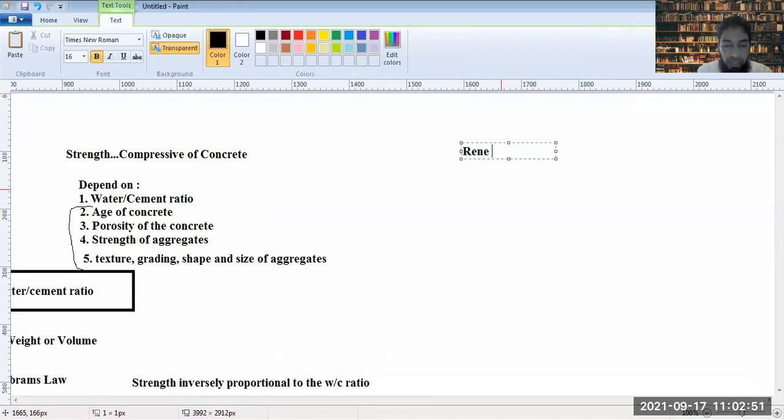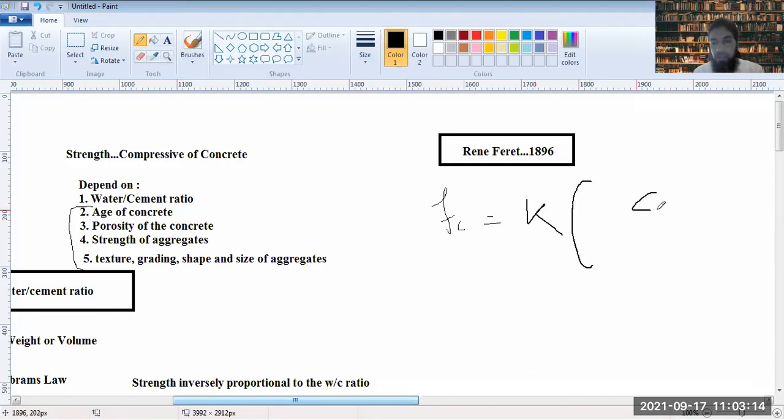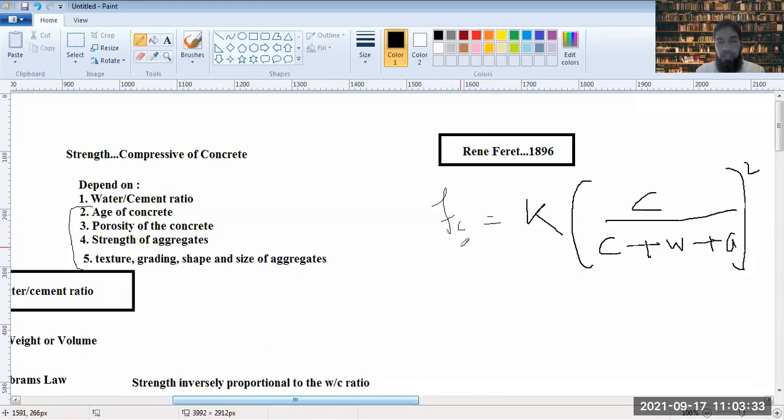Then you have another by Rennie Ferret, who gave the equation earlier than Abrams in 1896, but it is no longer being used. It is Fc equal to K into C by C plus W plus A, squared. So here again, Fc is the strength of concrete, the stress in concrete, and K is again a constant.